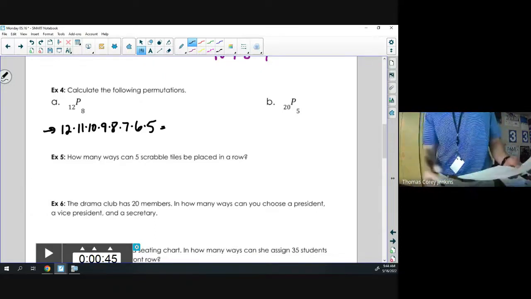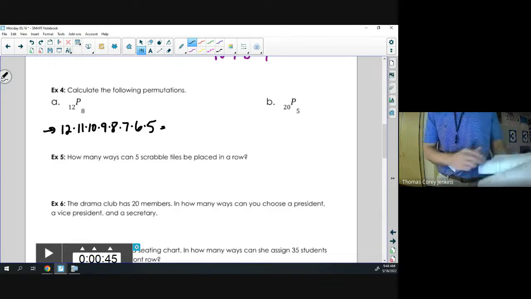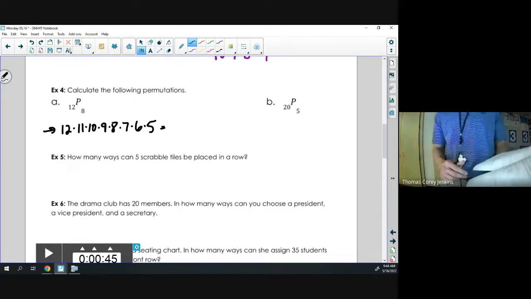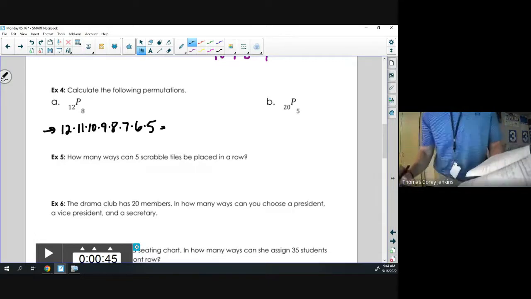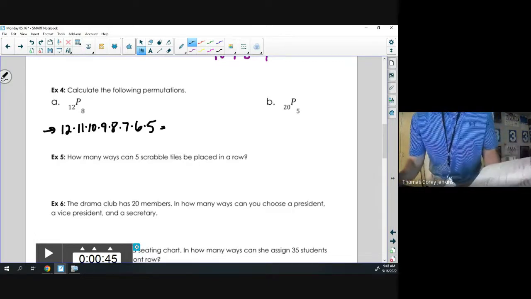And so then we could just type that in. 12 times 11 times 10 times 9 times 8 times 7 times 6 times 5. And that would give you 199,584,00.